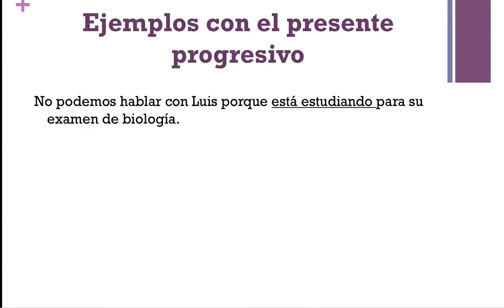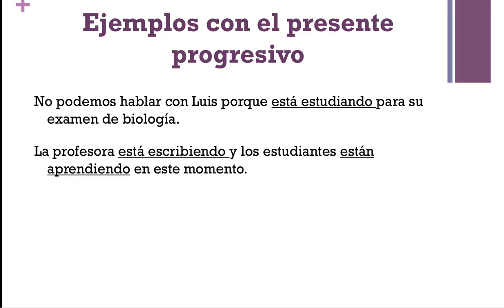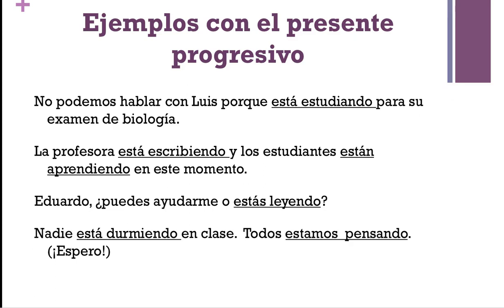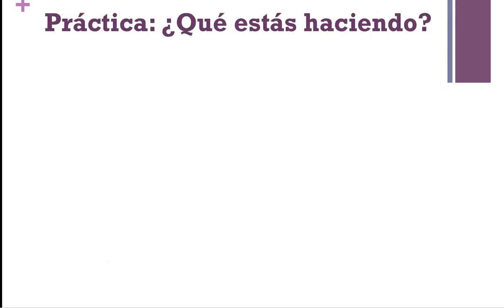And here we have some examples of the presente progresivo being used. No podemos hablar con Luis porque está estudiando para su examen. La profesora está escribiendo y los estudiantes están aprendiendo. Eduardo, ¿puedes ayudarme o estás leyendo? Nadie está durmiendo en clase, todos estamos pensando. Notice both steps being used, estar and then the present participle.